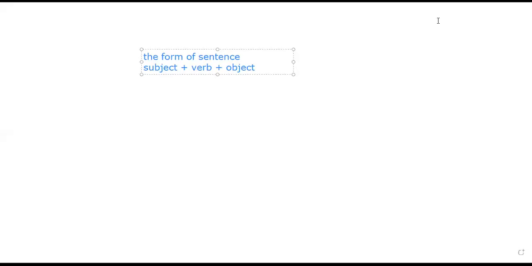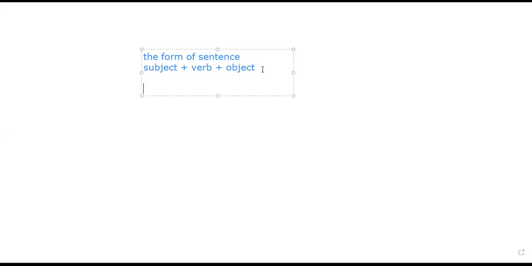So we will form a sentence in English. Can I write it on the keyboard? Can you write it in your notebook? Write it in your notebook, Mariam.